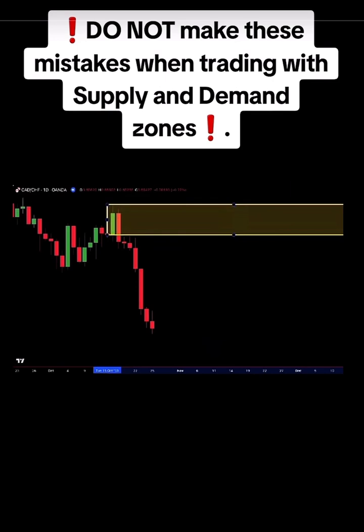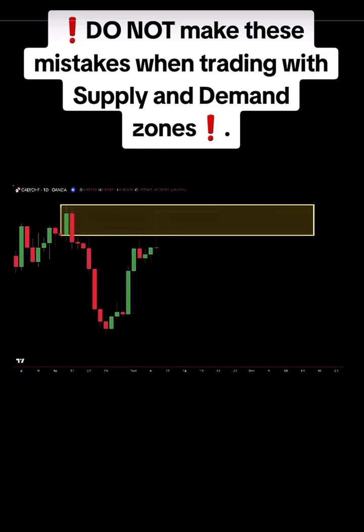Now, let's break down a powerful supply zone trade on the Canadian Swiss franc daily chart, a textbook example of why waiting for confirmation is crucial. As you can see, price retested our supply zone, and this time something important happened. A doji candle formed right at the zone. This isn't just any doji. This is a gravestone doji, a strong bearish reversal signal.